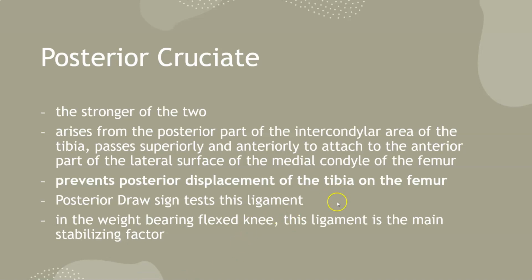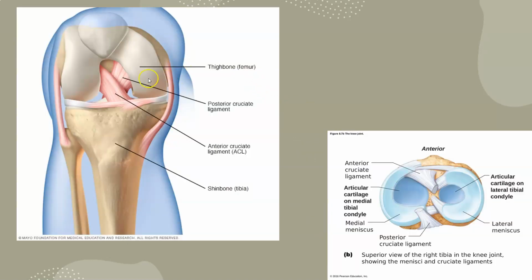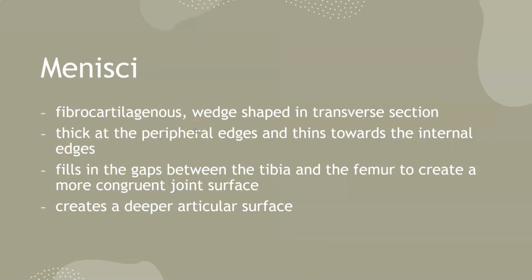In the weight-bearing flexed knee, this ligament is the main stabilizing factor. So what do you think of something you might do with a flexed knee that's weight-bearing? One of the things is stairs. When you step down at 90 degrees to bring your foot on the step, you are weight-bearing in the flexed knee. So you can see here is the posterior cruciate, coming from the posterior aspect to travel medially to find attachment on the lateral aspect of the medial condyle of the distal femur. We talked about this before.